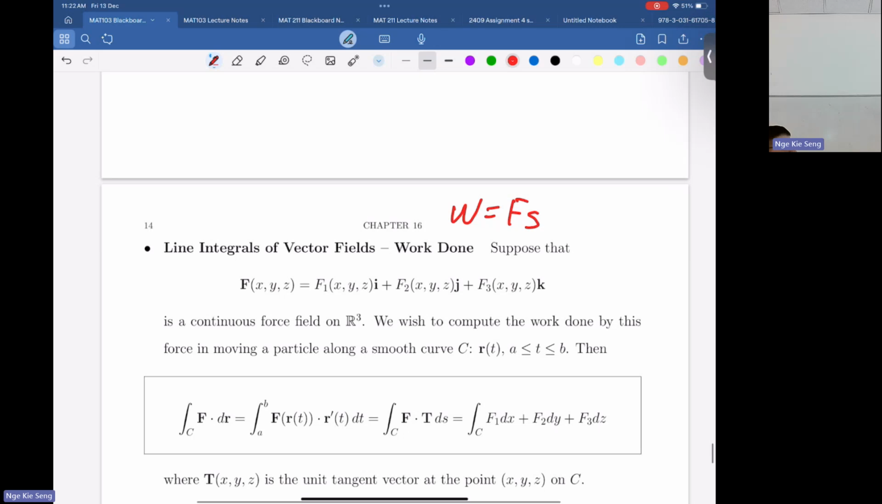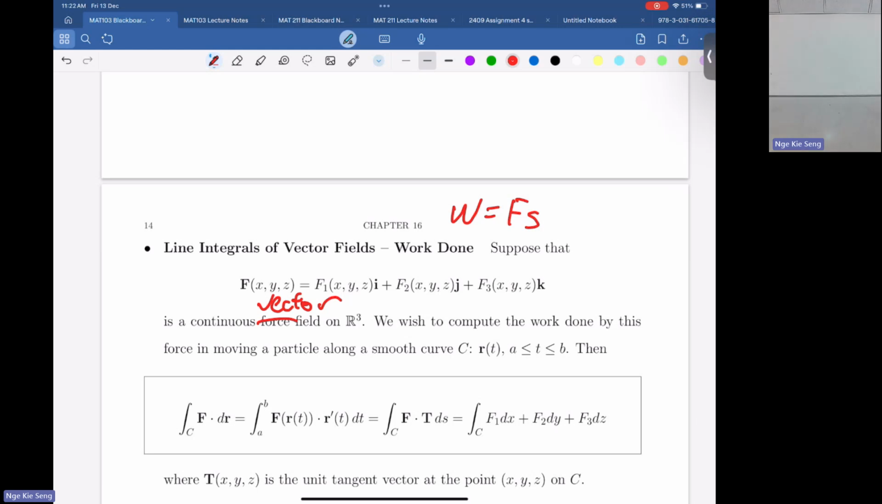Okay, so how is it related to a line integral here? So usually this displacement here is what? Where do we start? We start with a vector field. We call it a continuous vector field, a force field. They use a physics word. Maybe if you don't like it, just say vector field.